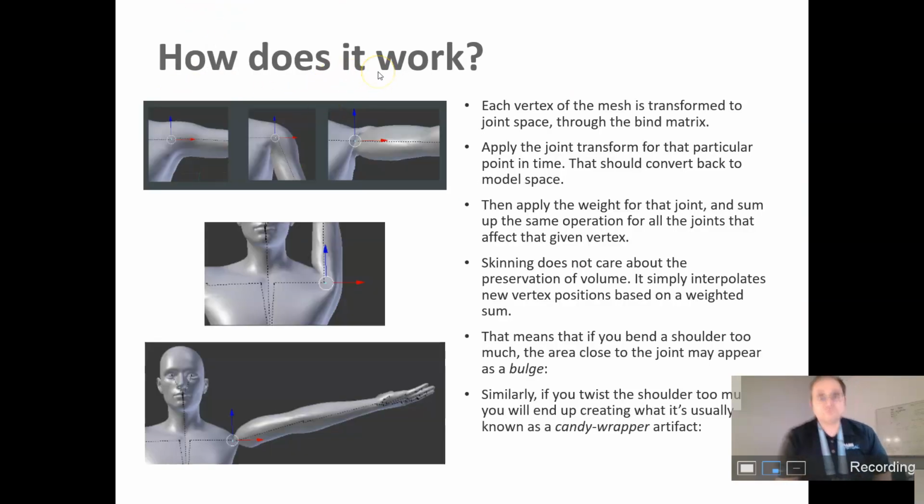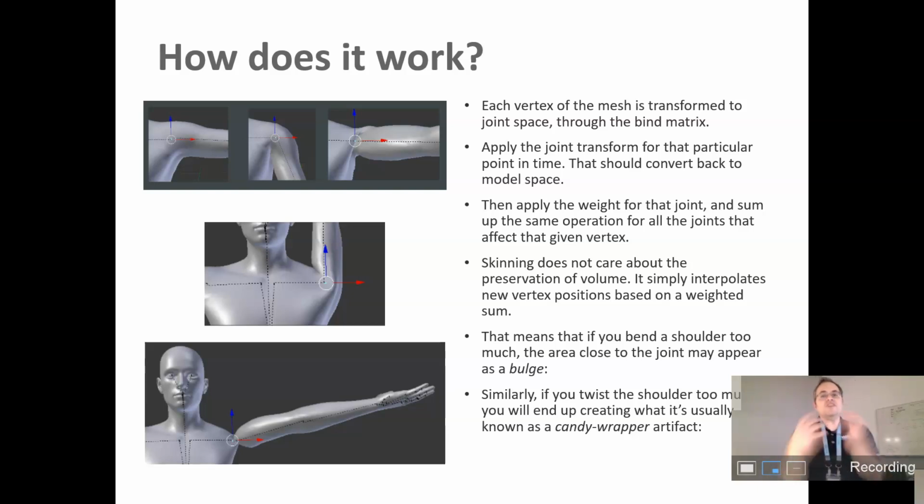Now, how does it work? It's really interesting because each vertex of the mesh is transformed to joint space through the bind matrix. When you apply the joint transform for the particular point in time, that should convert back to model space. Then apply the weight for that joint and sum up the operation for all the joints that affect the given vertex. You have to keep in mind, though, skinning does not care about the preservation of volume. It interpolates new vertex positions based upon the weighted sum.